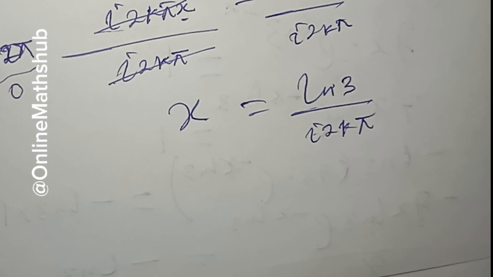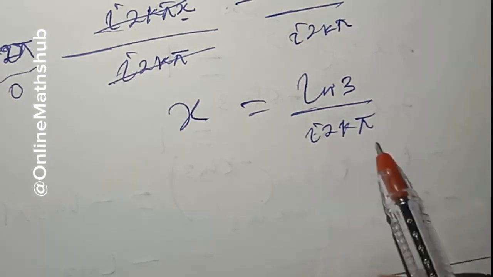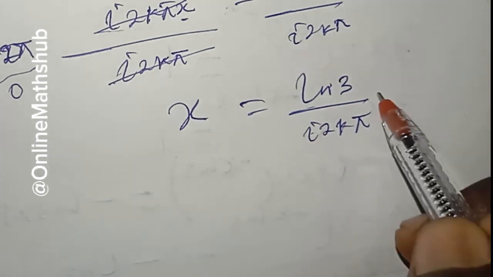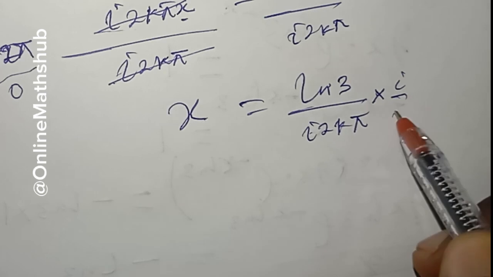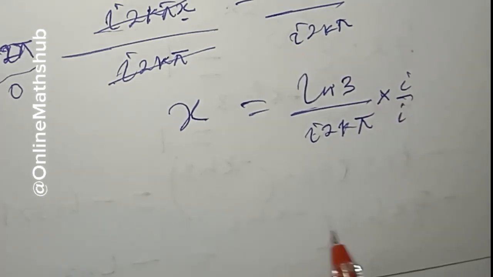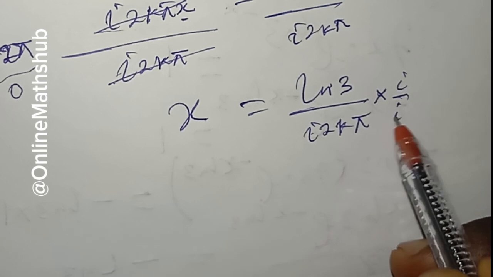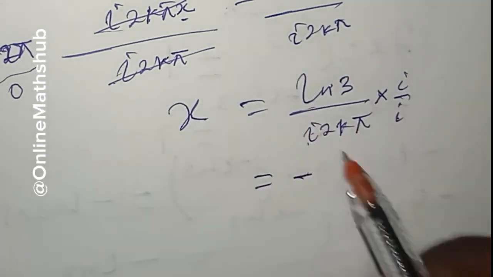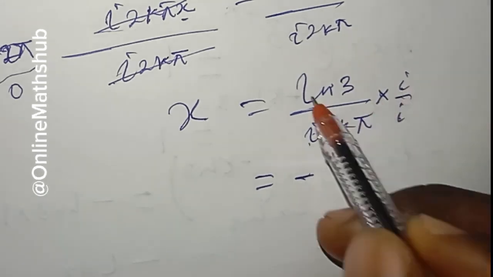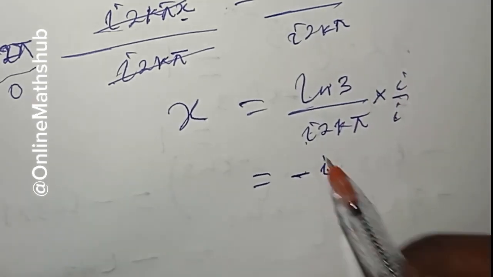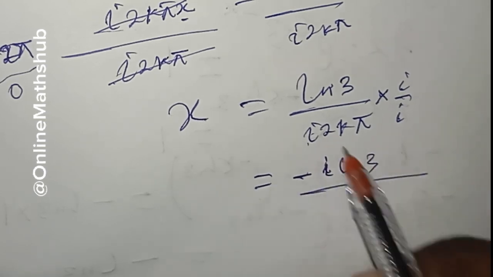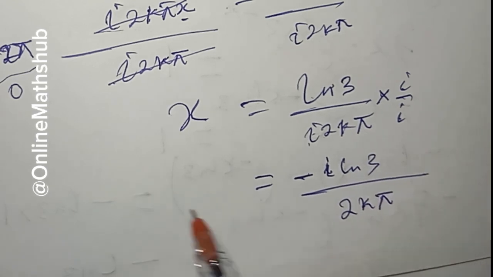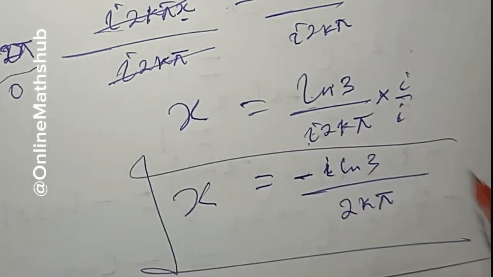The next thing we want to do is simplify this further so that this i comes to the numerator, and it is as simple as multiplying both the numerator and the denominator by i, so that i times i here gives us minus 1. The minus comes to the numerator, and i times the natural log of 3 gives us i natural log of 3, divided by 2k pi at the denominator, and this is the value of x that will satisfy the problem we are solving.